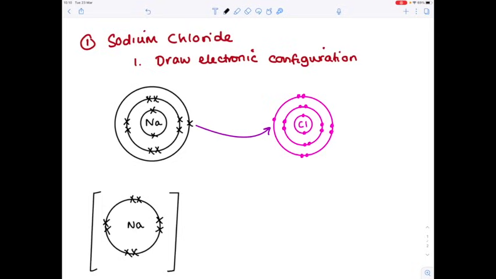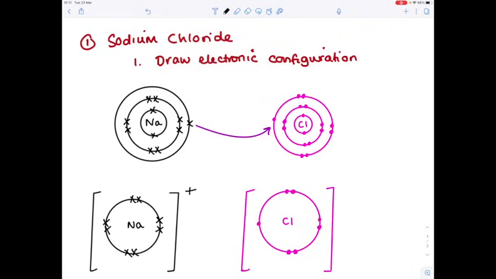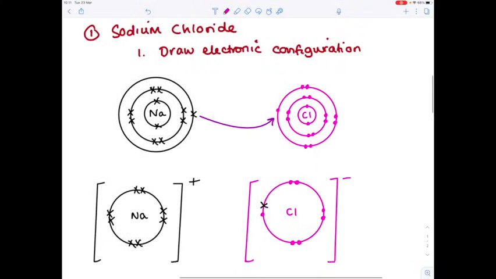Remember that an electron has a 1- charge, so in effect that sodium is now positively charged, which we draw as that. Now we're going to redraw chlorine. So we'll add those electrons in the outer shell again, making sure that we acknowledge that that final electron has come from a different atom. It's come from sodium, and that's why I've drawn a cross. Because chlorine's gained an electron, it's now Cl-. So that's why we write that charge there, and that is your final answer. If you're asked to draw an ionic bonding diagram for sodium chloride, this is your final answer.